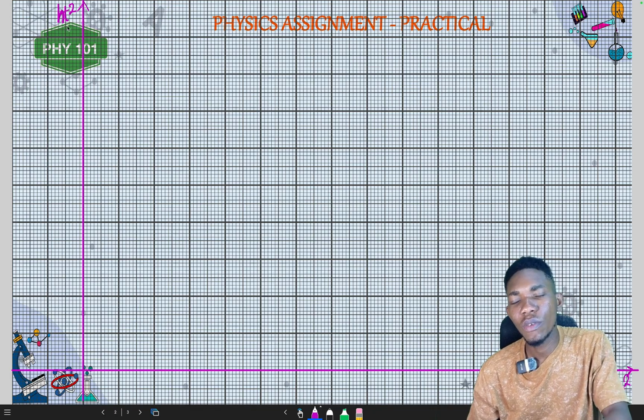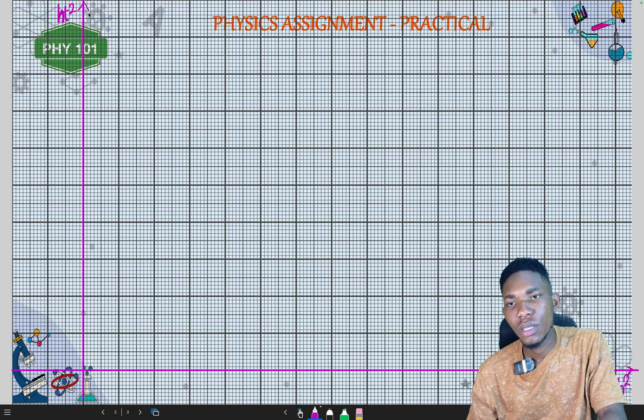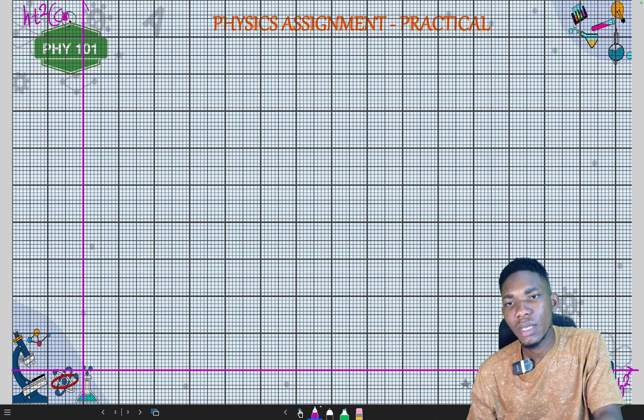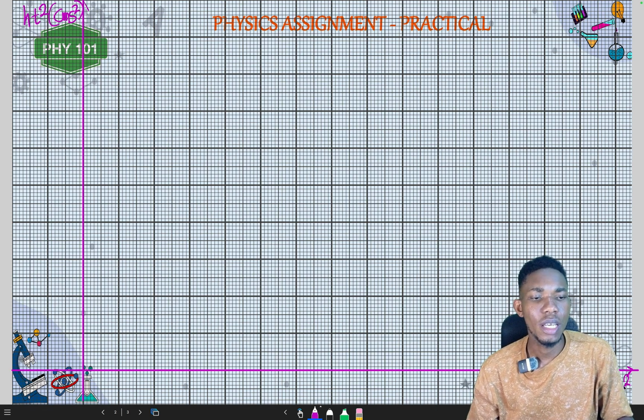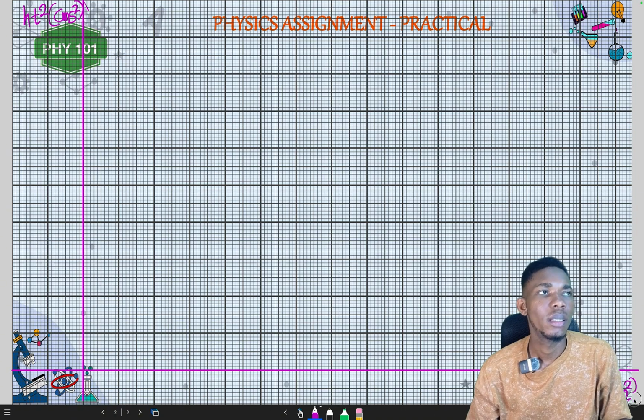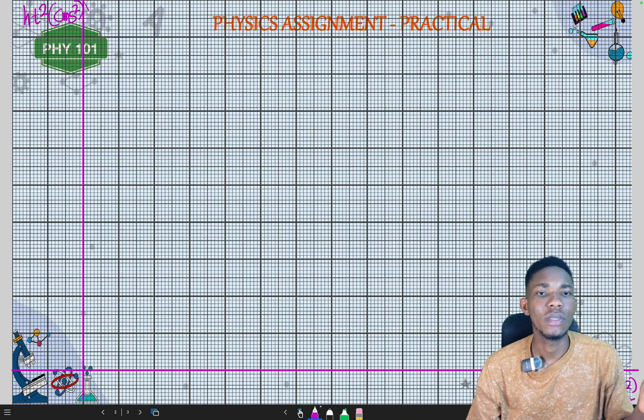Now, what is the unit of HT square? Of course, it was centimeter. You are supposed to put it in brackets. It's supposed to be something like this: HT square, bracket, centimeter second square. You put it there. Then this one will be H square. So here will be what? A square bracket, what? Centimeter square. Is that okay?